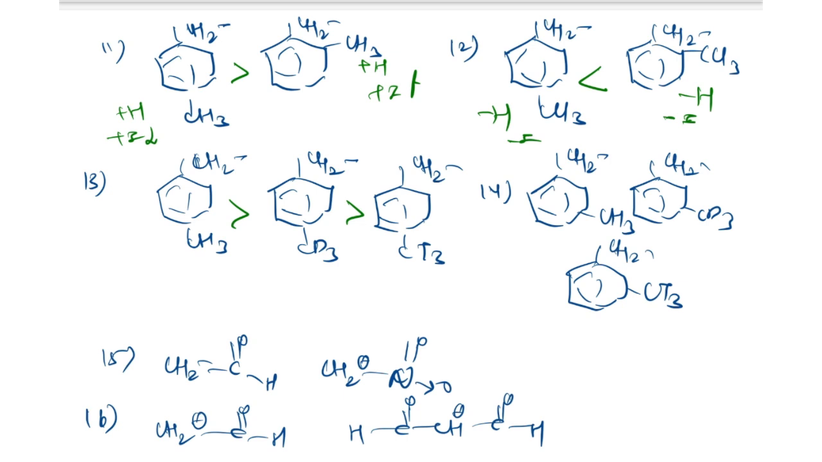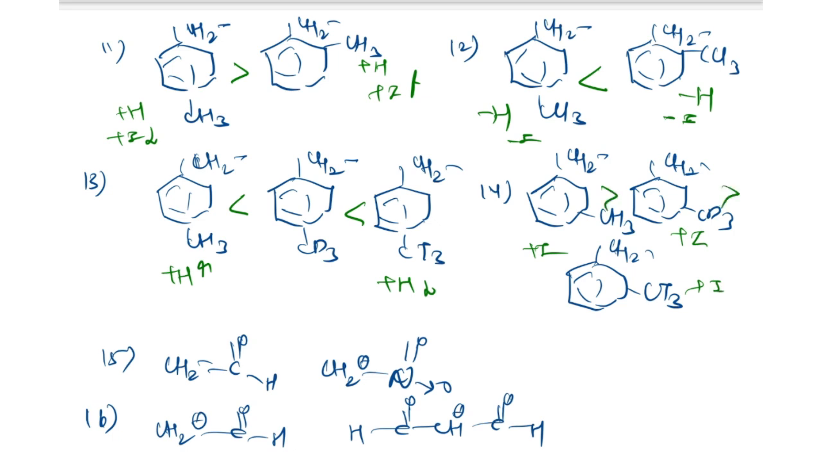CH3 has more plus H. Wait a second. The stability of the carbanion will be reversed, because here plus H is more and plus H is less. So plus H is the destabilizing effect. CH2 negative CD3 here plus I, plus I, plus I. Now this is the order: 1, 2 and 3.